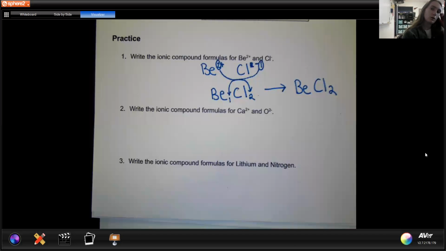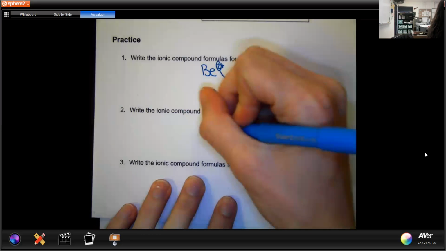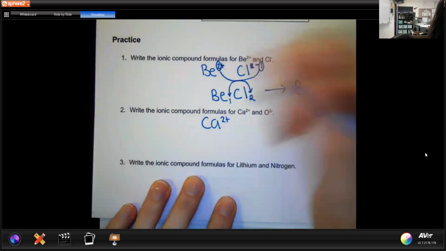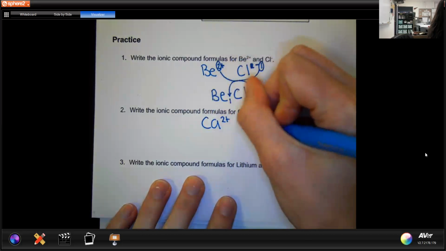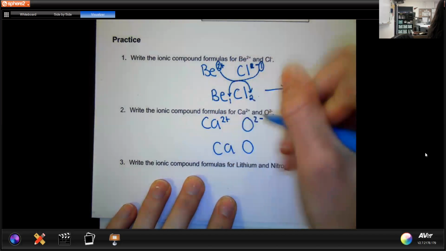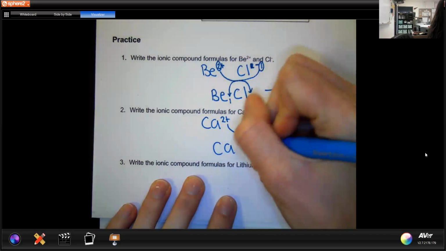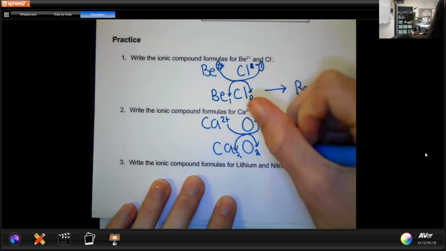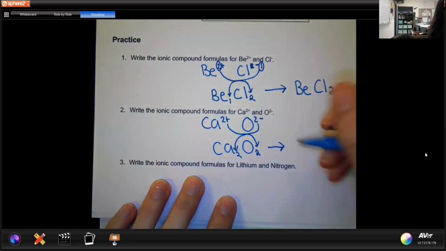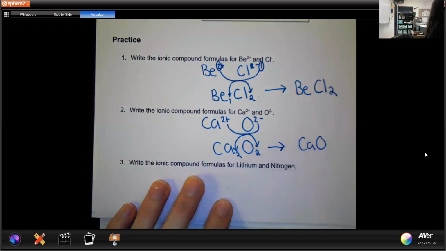Okay, so we've got calcium 2+ and oxygen 2-. What we do is we have calcium with its charge, we have oxygen with its charge, then we write our cation first with oxygen, they switch, so we end up with a 2 and a 2. But remember, scientists don't like to write numbers unless they have to, so we can reduce that to CaO.